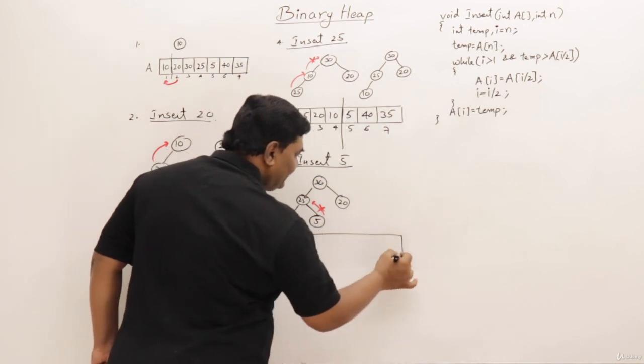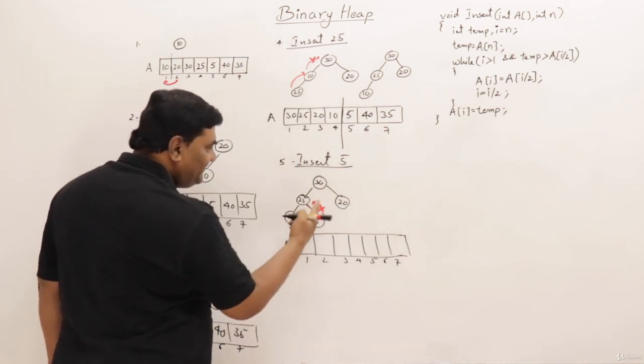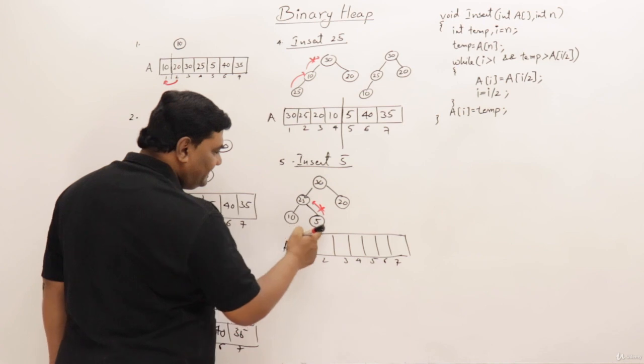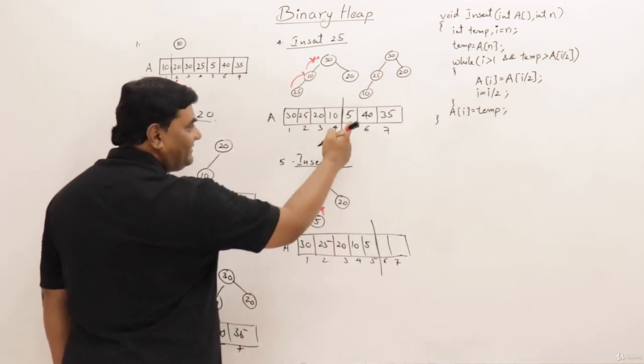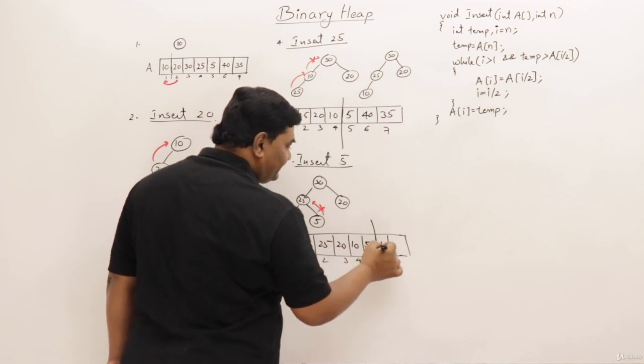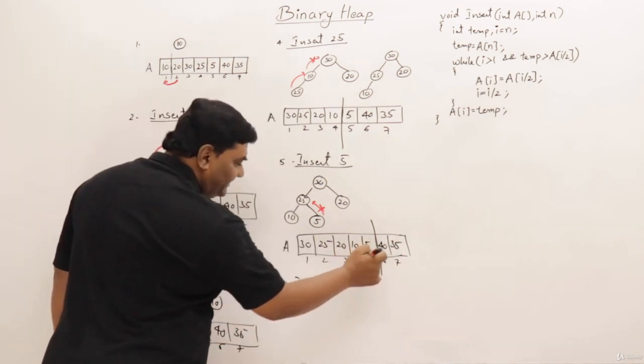So the array looks like this. The array elements will be as they are: 30, 25, 20, 10 and 5. The heap is till here, 5 elements, and the remaining 40 and 35 as they are. Next, insert the next element, 40.